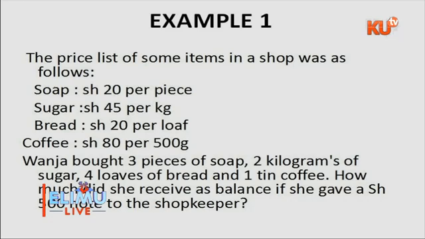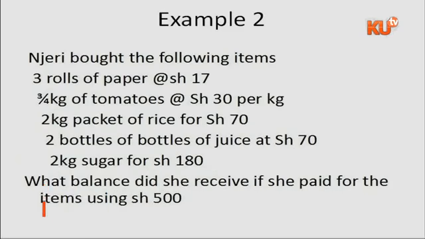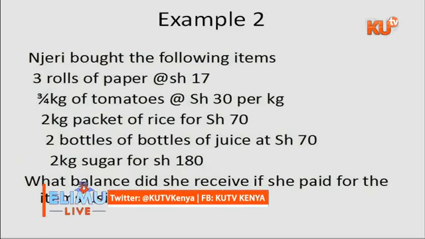In example two, we are told, Njeri bought the following items. 3 rolls of paper at 17 shillings per roll. 3/4 kg of tomatoes at 30 shillings per kg. 2 kgs packet of rice for 70 shillings. And then 2 bottles of juice at 70 shillings. 2 kgs of sugar for 180 shillings. What balance did she receive if she paid for the items using 500 shillings?